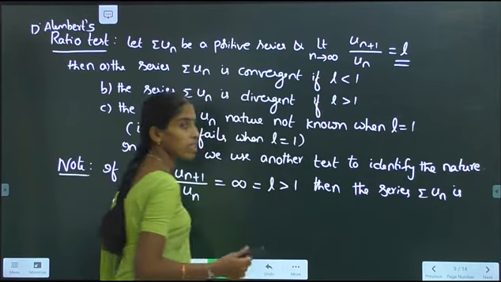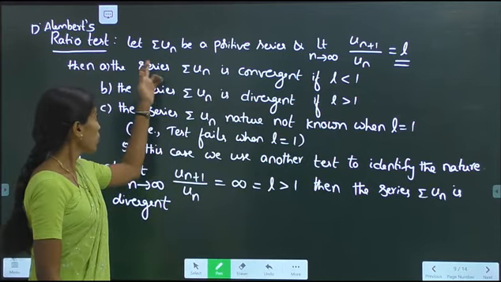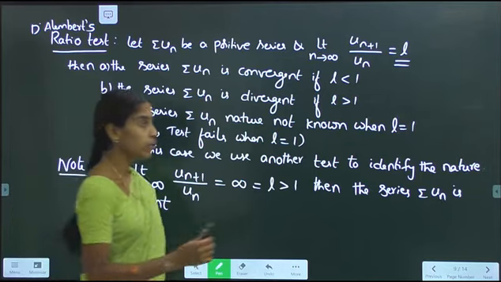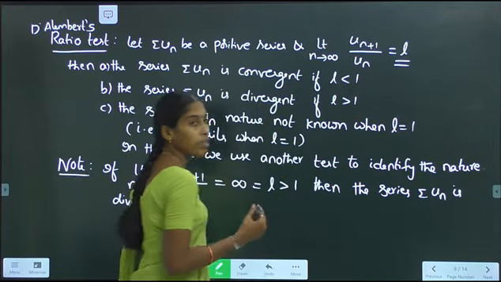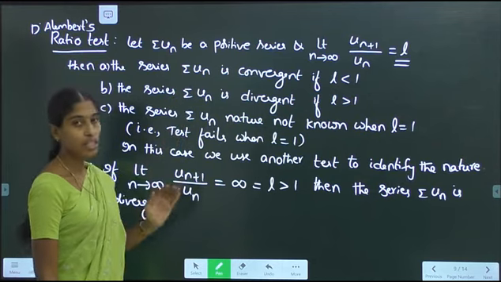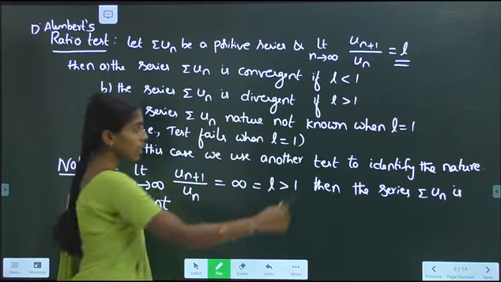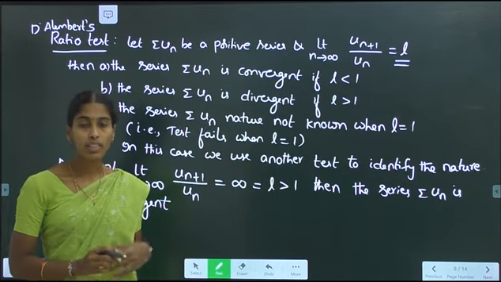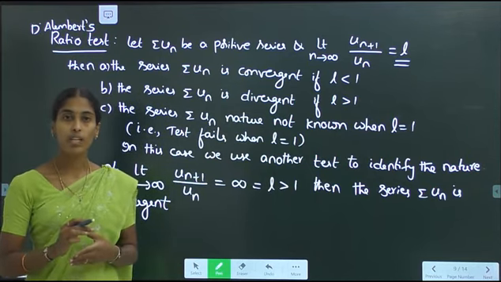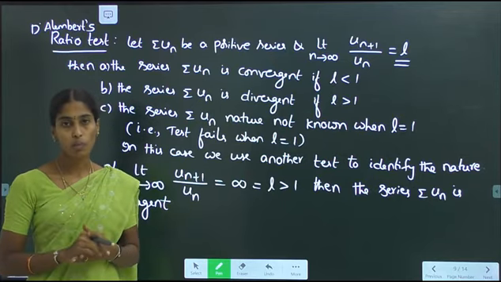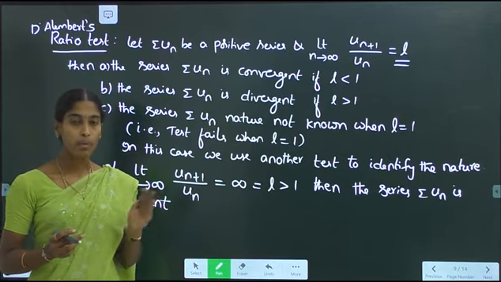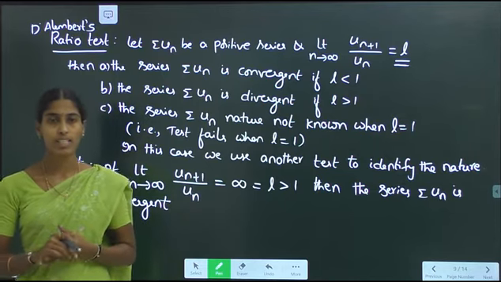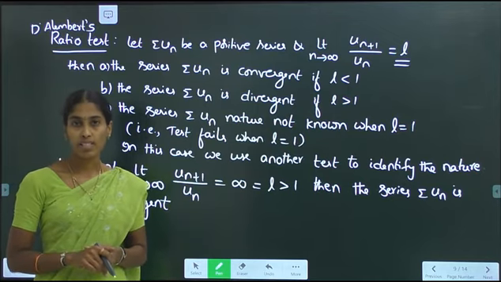What is the condition here? Un must be a positive series and limit n tends to infinity, un plus 1 by un value is L. If the limit value is less than 1, convergent; greater than 1, divergent. When L is equal to 1, the test fails. Whenever L is equal to 1, the ratio test fails. In that case, we have to go for another suitable test, that is either the limit form of comparison test, otherwise the next test, which we call Raabe's test, right?